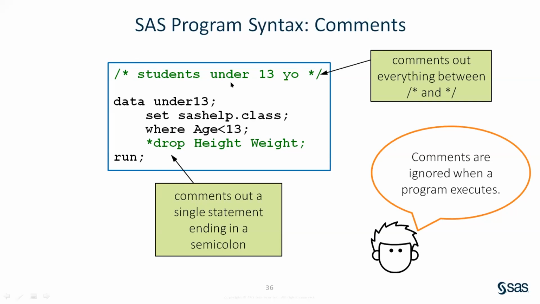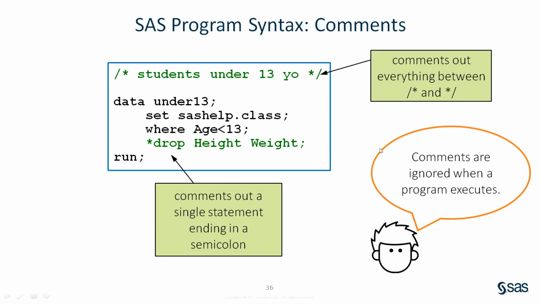You can write comments of two types. You write a forward slash, asterisk, and end with an asterisk and a slash. Anything between these signs is a comment. Or another way of commenting is a star that ends with a semicolon. Anything between, the whole statement, gets commented. So this comments out a single statement ending in a semicolon, whereas here it comments out anything between these two signs. Comments are ignored when a program executes.